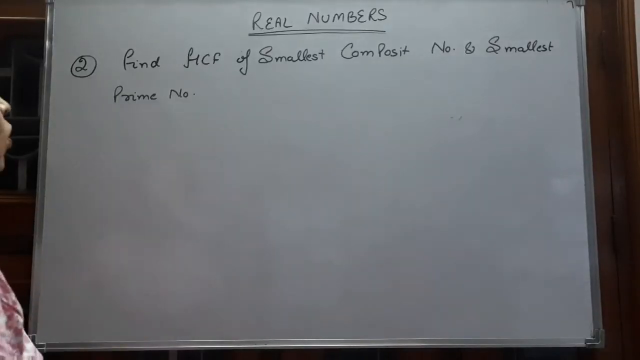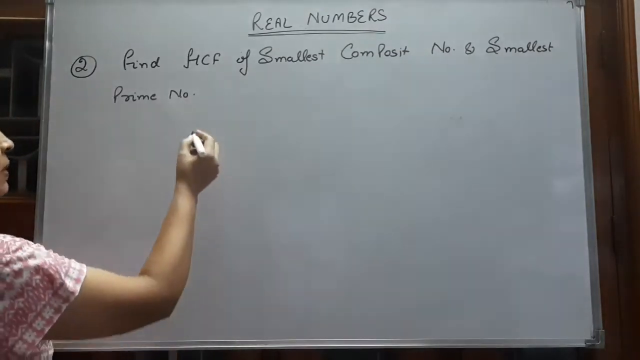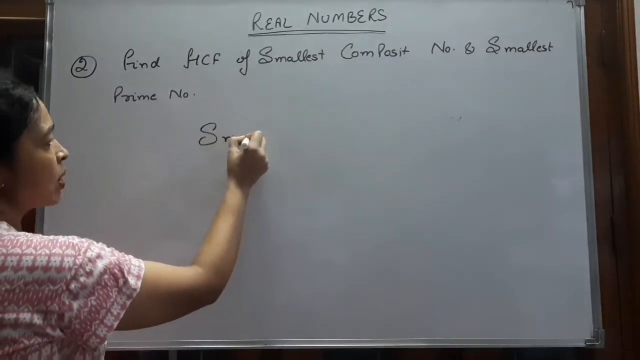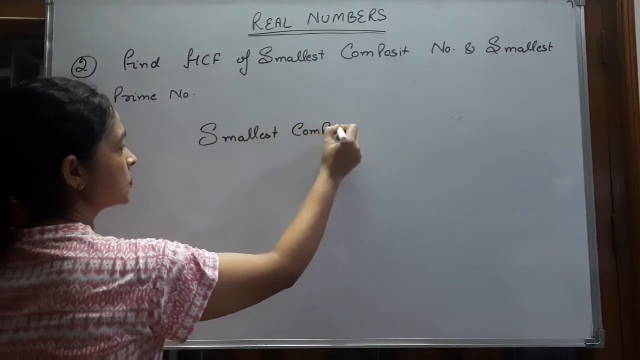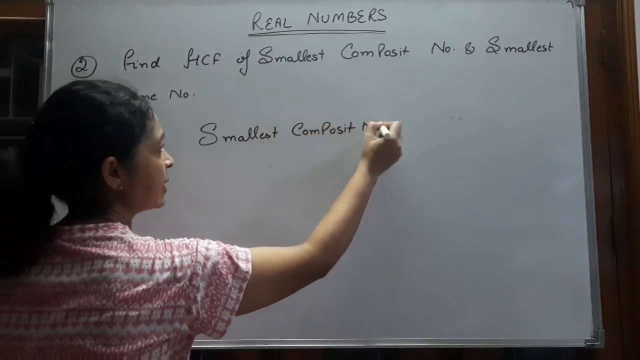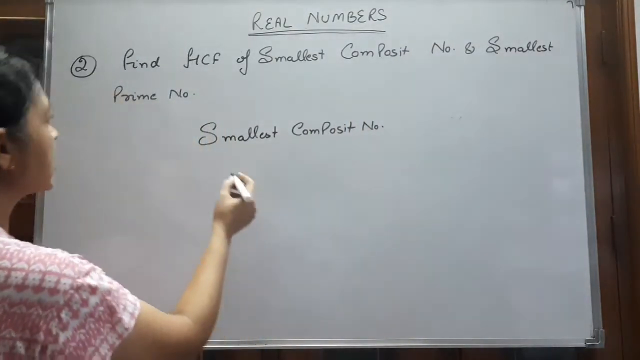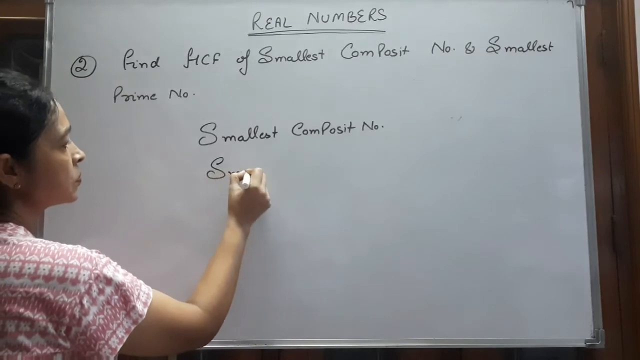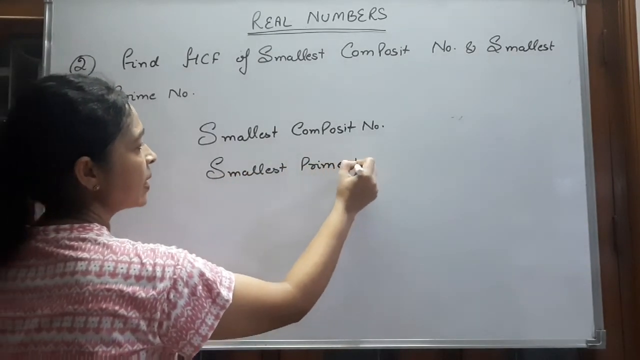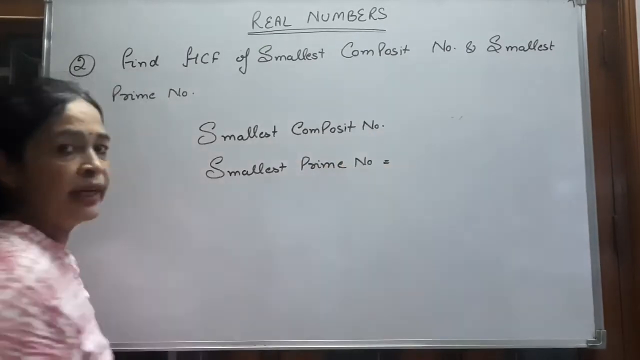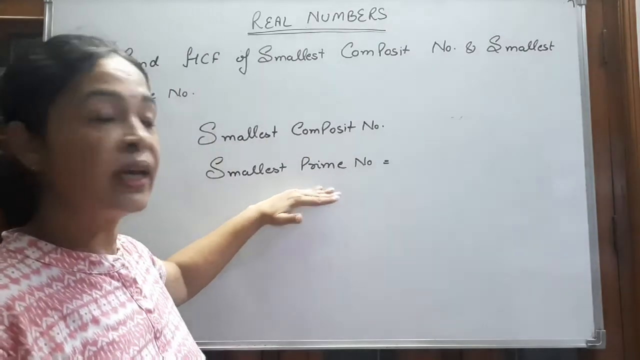Find HCF of the smallest composite number and the smallest prime number. बच्चे, what is our smallest composite number? What is a composite number? जो किसी के और की टेबल में आता है. And what is a prime number? Prime numbers are the numbers which have only two factors, one and the number itself, जो किसी भी टेबल में नहीं आते.